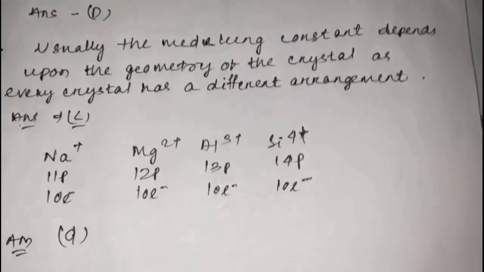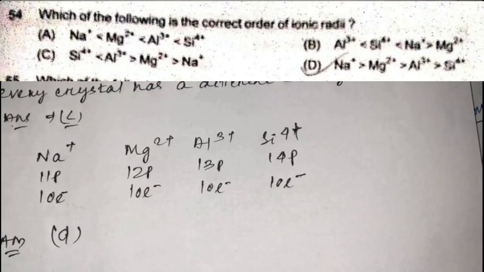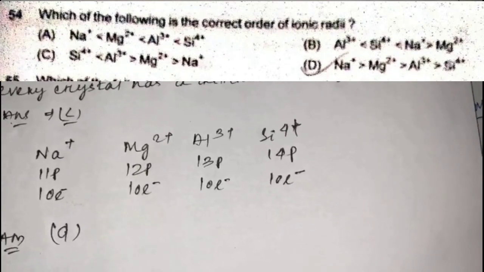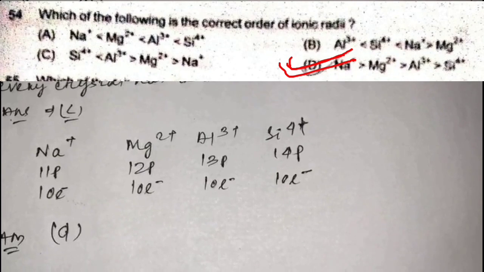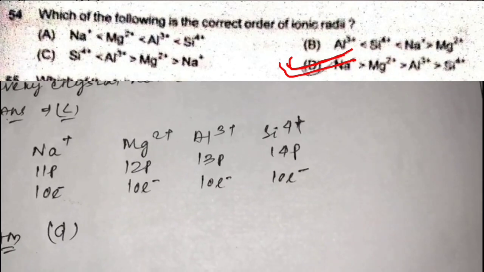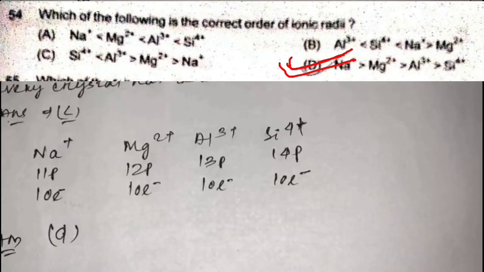So the next question is, which of the following is the correct order of ionic radii? Okay, this is from the periodic table. Okay, so you are actually preparing for entrance. You have to attend this type of question within 30 seconds. You have to crack it.